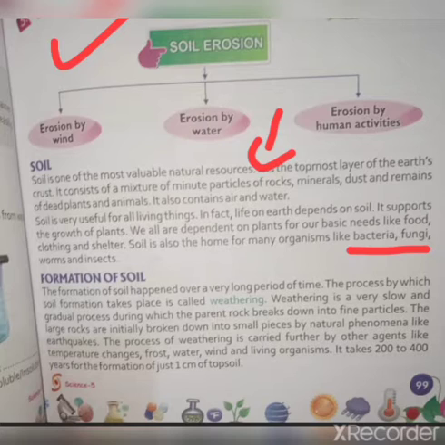Okay, weathering is a very slow and gradual process during which the parent rock breaks down into fine particles. So parent rock breaks down into fine particles. Then these particles again break down into smaller pieces by natural phenomena. Natural phenomena means, for example, earthquake, rain, heat, etc. The process of weathering is carried further by other agents like temperature changes, frost, water, wind and living organisms.